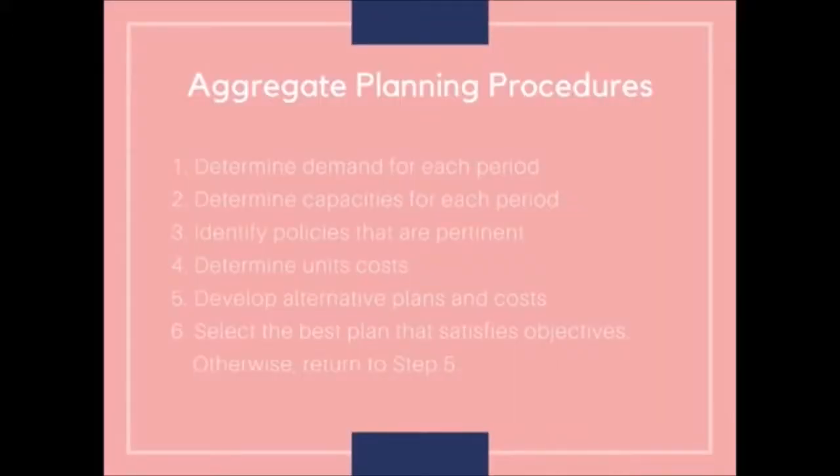Aggregate planning procedure. First, determine demand for each period. Second, determine capacities for each period. Third, identify policies that are pertinent. Fourth, determine unit costs. 5. Develop alternative plans and costs. And 6. Select the best plan that satisfies objectives, otherwise return to step 5.